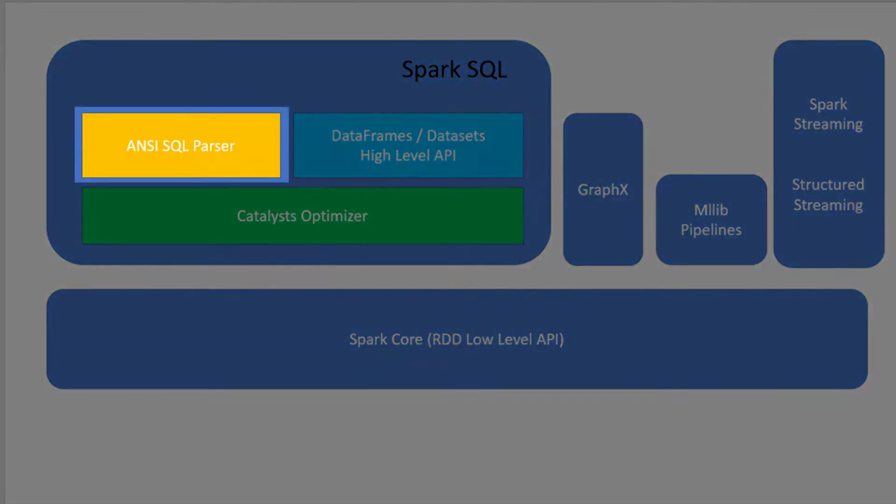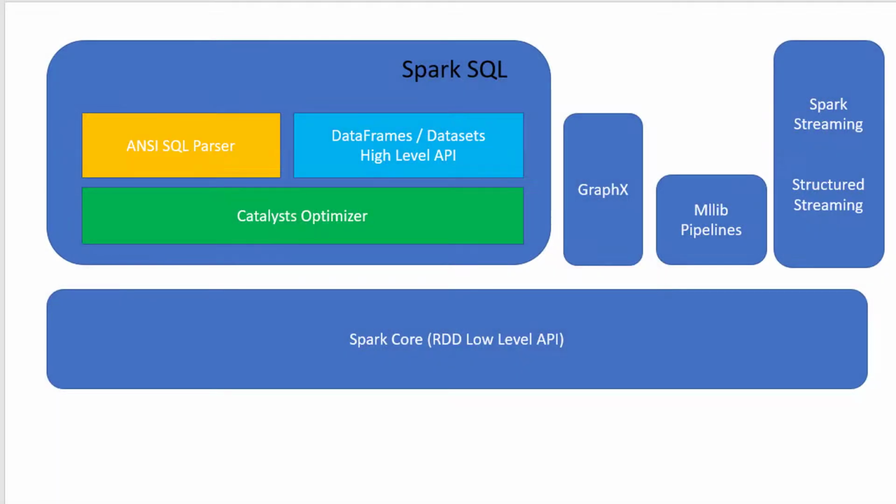It has an ANSI SQL parser, where we can use normal ANSI SQL. The ANSI SQL parser is going to parse the SQL queries and get them executed within Spark. We will discuss in more detail the Catalyst optimizer, the high-level and low-level APIs, the ANSI SQL parser, all that in further sections.